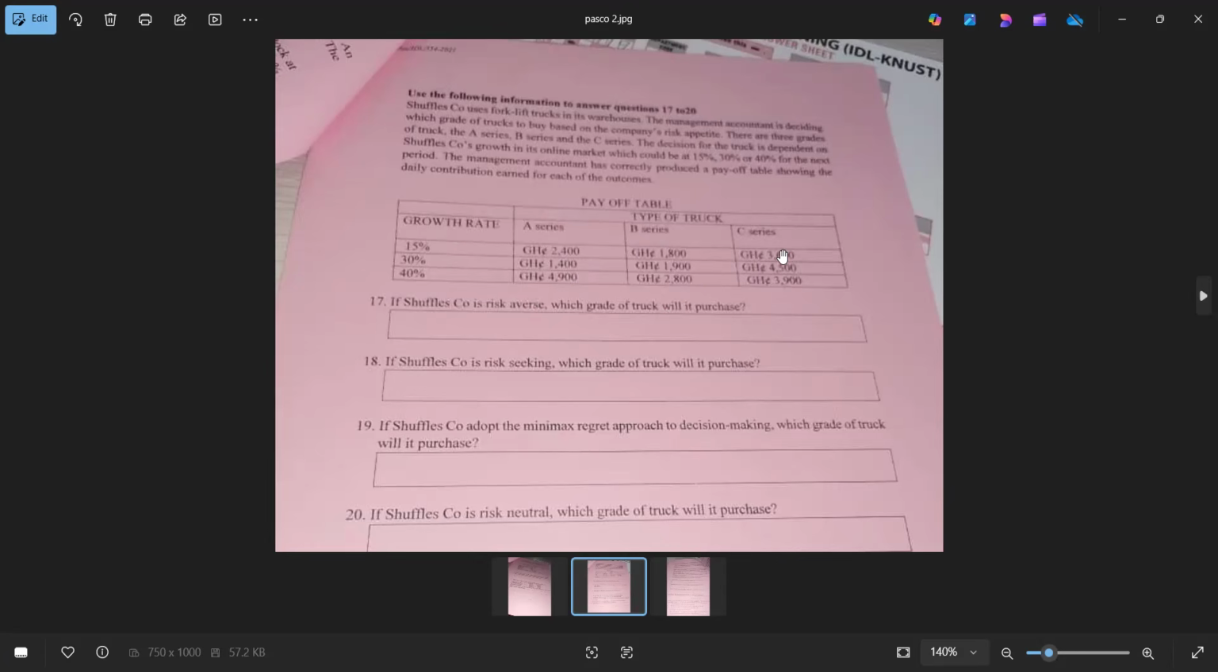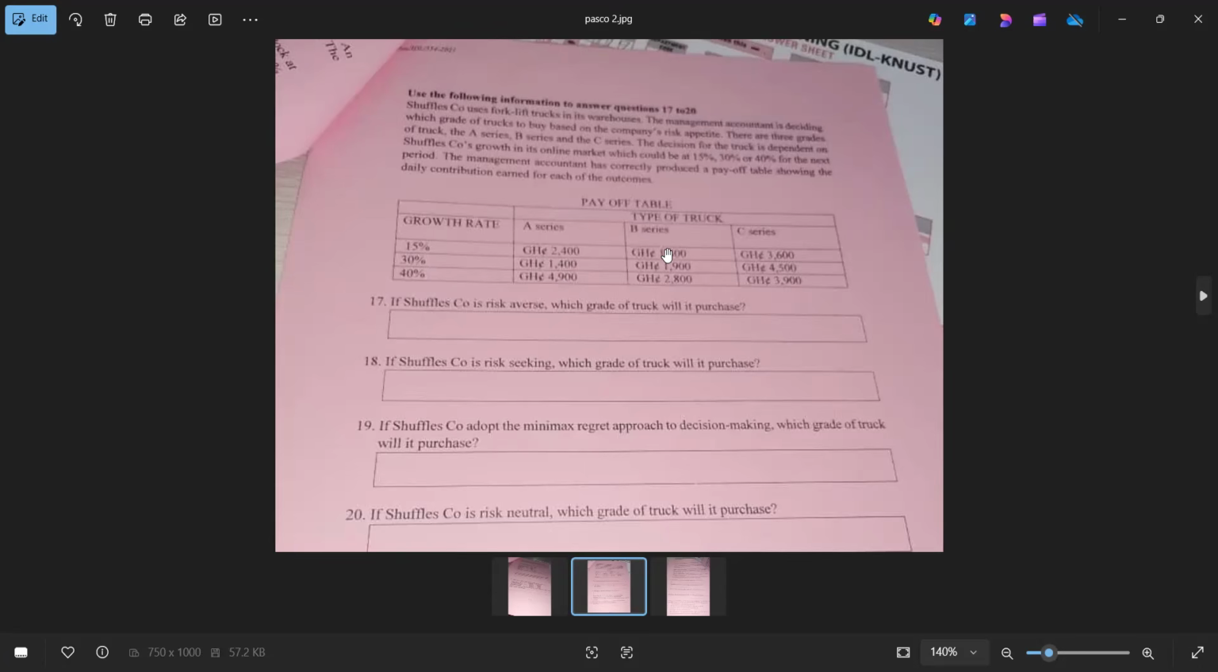Do you get it? So assuming I count for A series, under A series, 15% times 2,400. If there were probabilities, it is the probability figure you multiply by the figures under them. So A series, 2,400 multiplied by 15%, 30% multiplied by 1,400, 40% multiplied by 4,900. Then I write the total. That is the expected value.